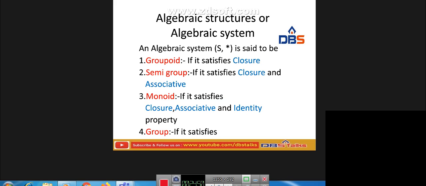So a group satisfies closure, associative, identity and inverse, then it is called a group.